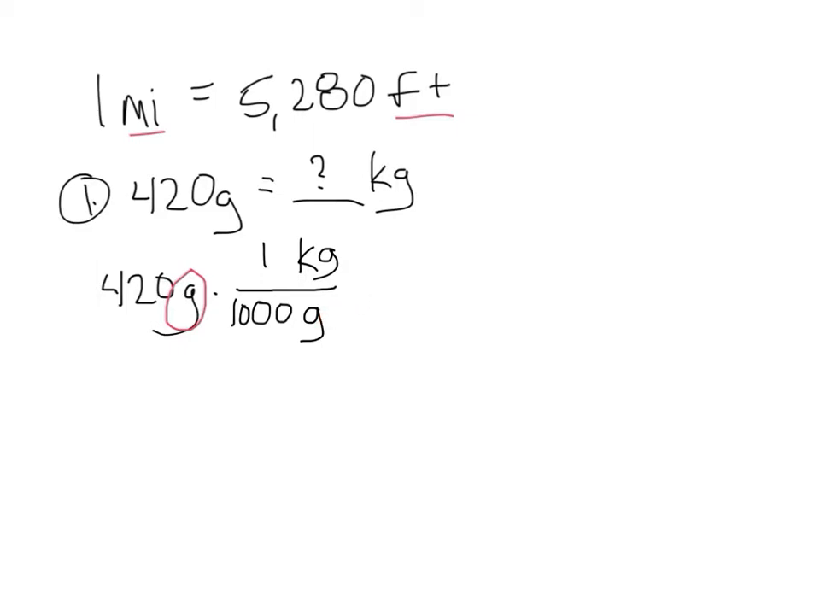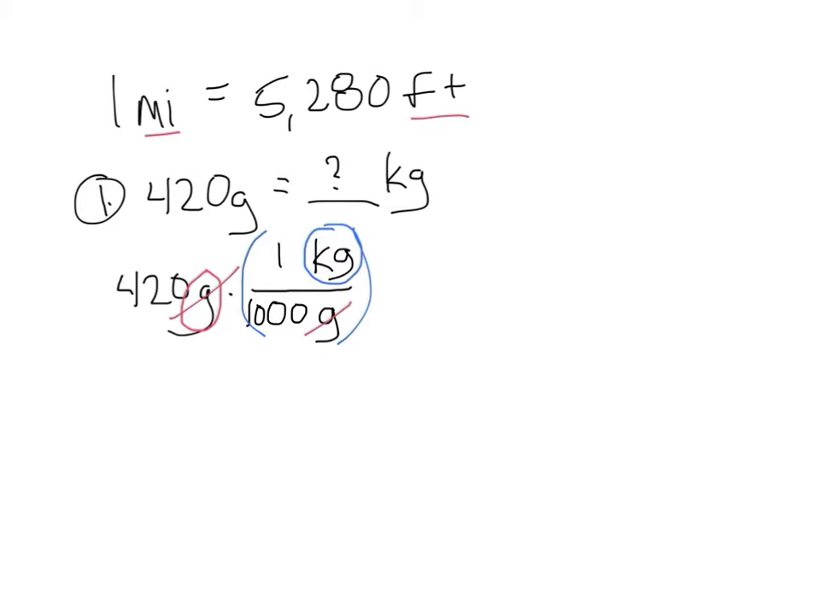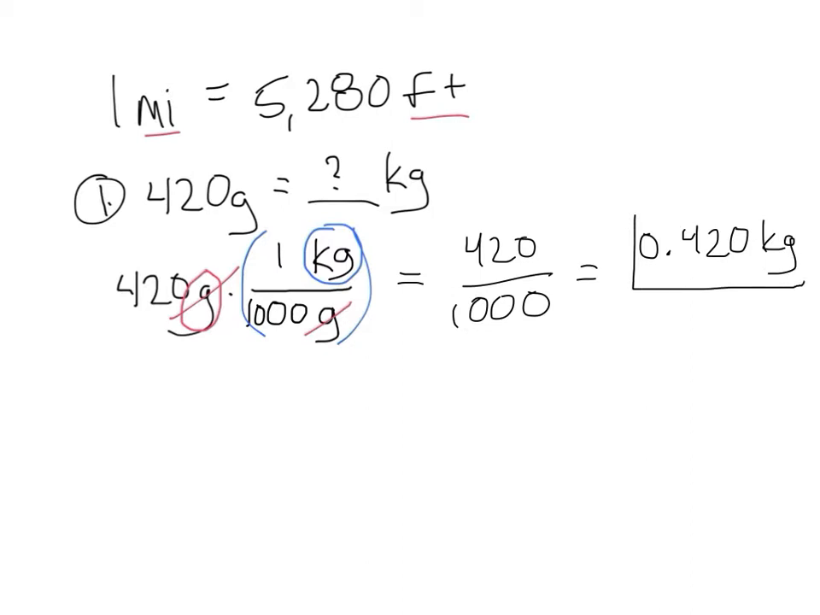So this fraction is good. It equals 1, but it also has the purpose, and we created this specifically for this, of canceling out grams and leaving us with a value that we want. We want it in kilograms. All that's left to do is simply multiply. You could probably do this in your head, but if we multiply across the top, 420 times 1 divided by 1,000, that equals 0.420 kilograms. And that's our conversion right there.